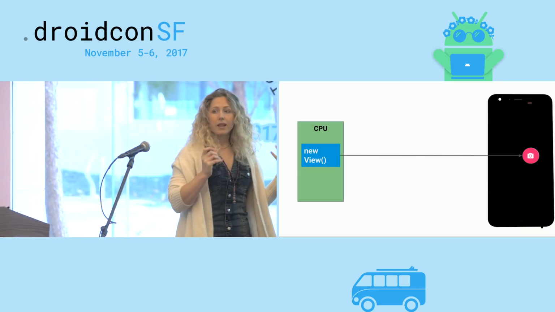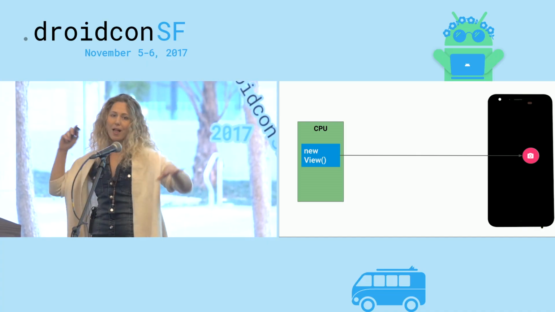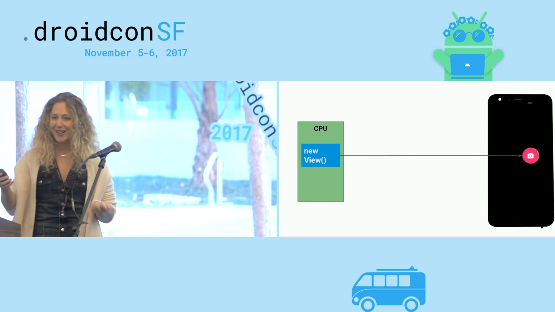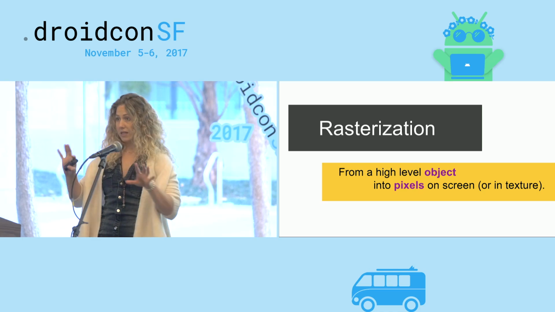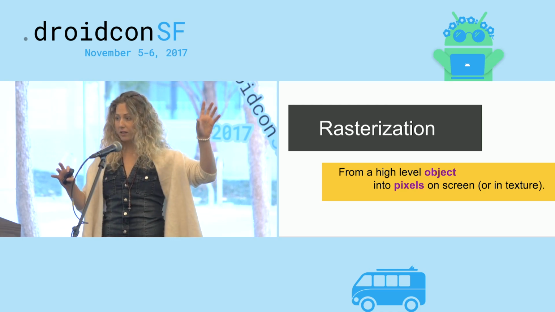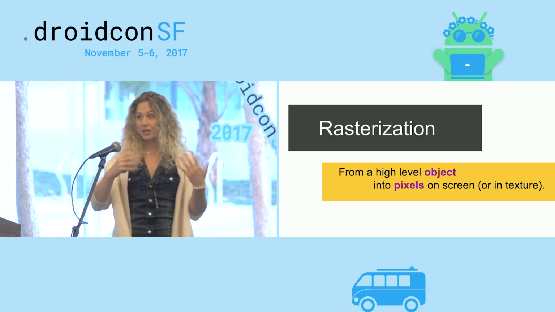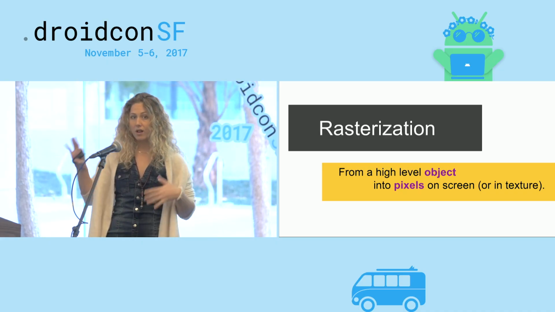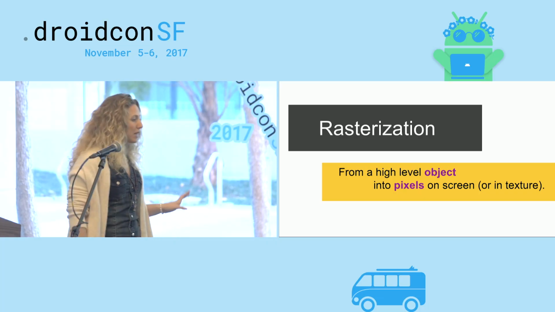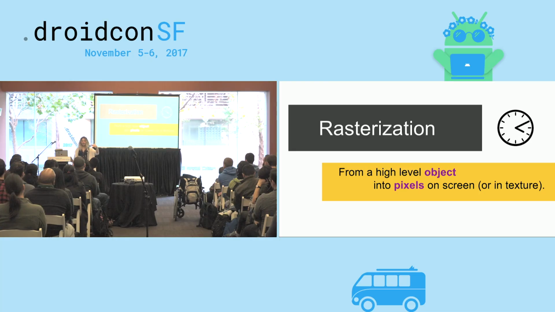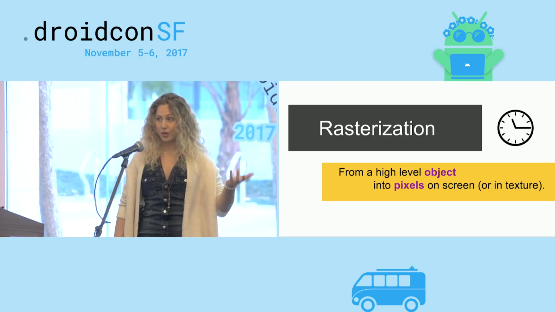This sounds kind of familiar to you, maybe from other platforms or technologies. This kind of thing is called rasterization. It means exactly that: taking a high-level object that we as developers know how to write and read, and turning it into pixels on some kind of screen. So this is what we're going to talk about. Now, as it sounds, this kind of thing is complex and takes a lot of time to do.